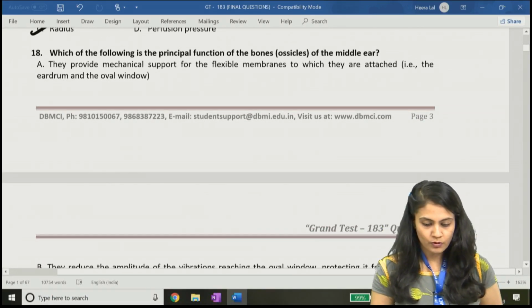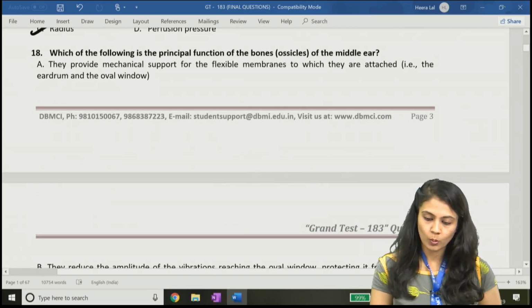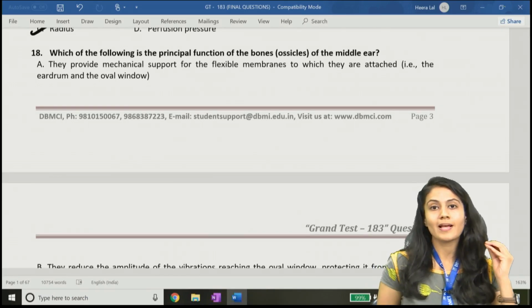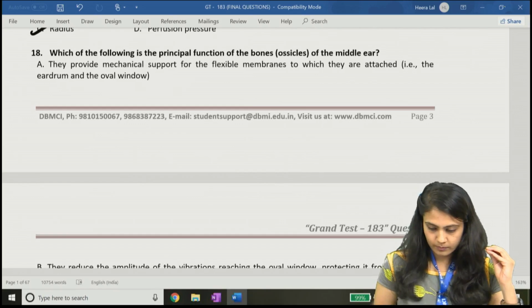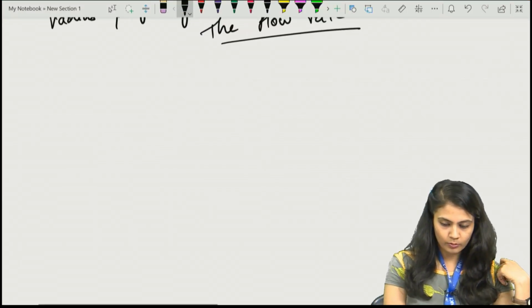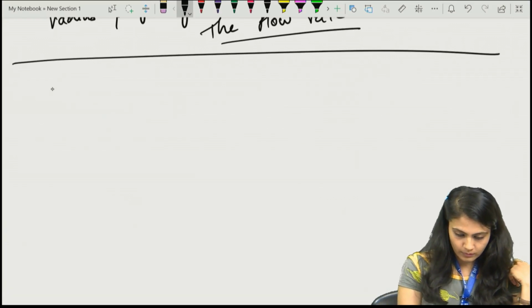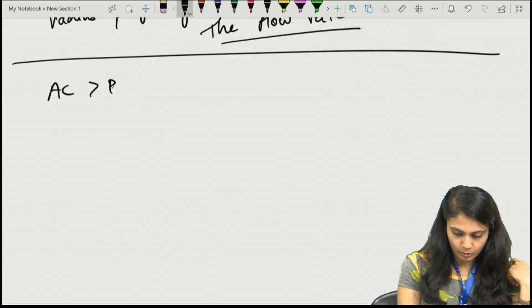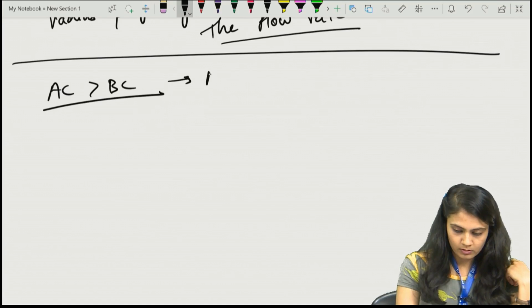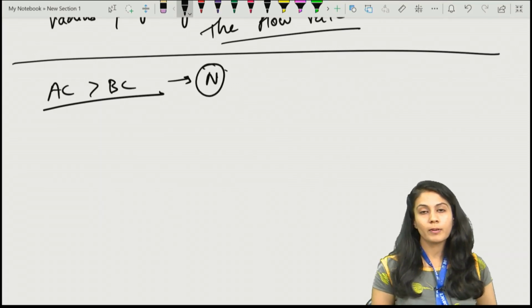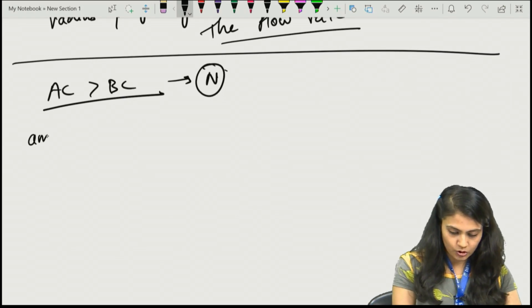Moving to the next question: which of the following is the principal function of the bones of the middle ear? What the bones actually do, we have to know about air conduction and bone conduction. As we know, air conduction is more than bone conduction in a normal subject. Why is it so? Because of the effect of amplification.